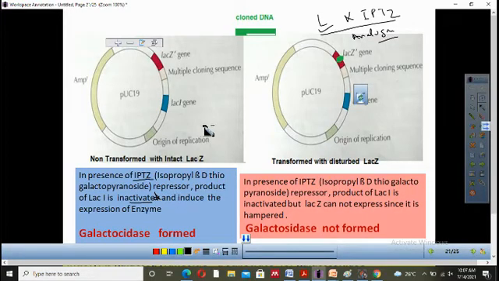It means that when IPTG is present, then the repressor will bind with the IPTG.